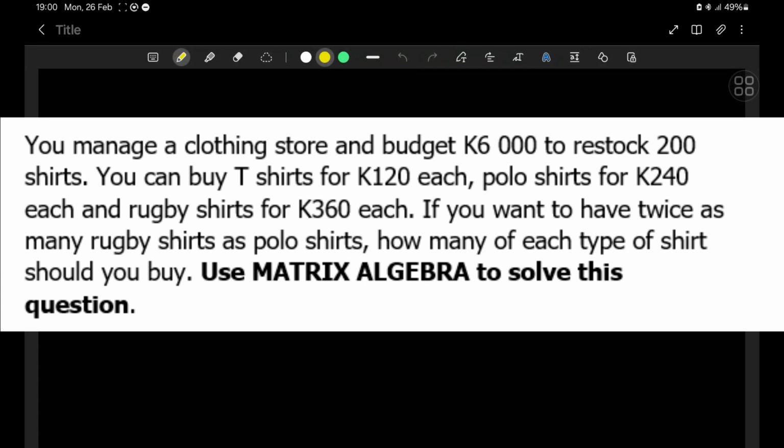So we have a question. You manage a clothing store and budget 6,000 to restock 200 shirts. You can buy t-shirts for 120 each, polo shirts for 240 each, and rugby shirts for 360 each. If you want to have twice as many rugby shirts as polo shirts, how many of each type of shirt should you buy? Then there's an emphasis to use matrix algebra to solve this question. So let's dive into it.